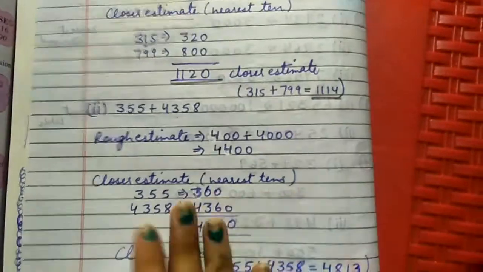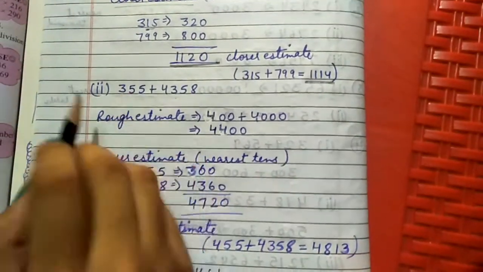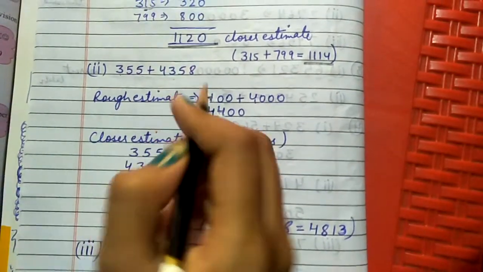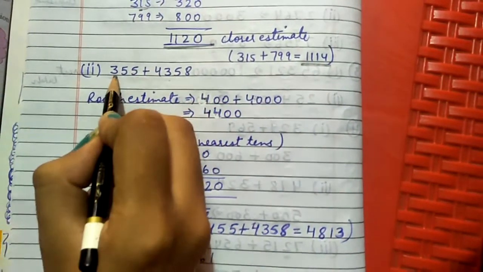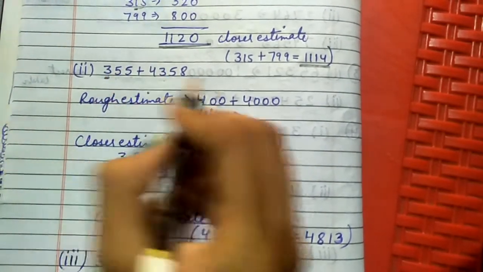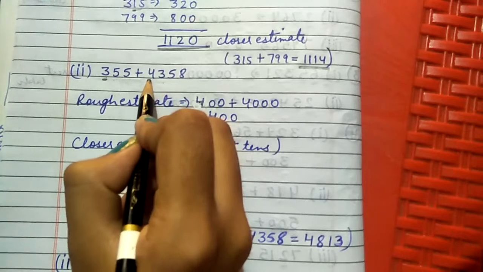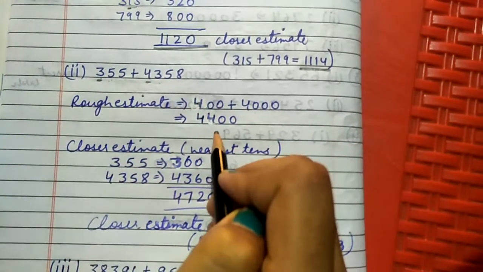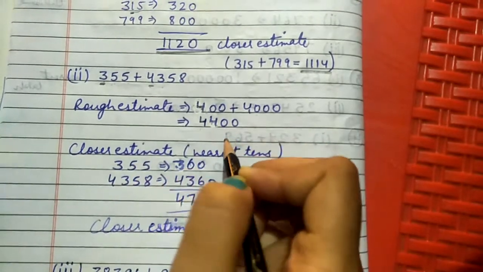But in this you have a problem, because simply we'll do the rough estimate in this. This is 355, so this will become 400. Why? Because according to 100, this is 5, so 5 makes it greater and this becomes 400. Now according to 1000 it is less than 5, so it will remain 4000, and this will become 4400.